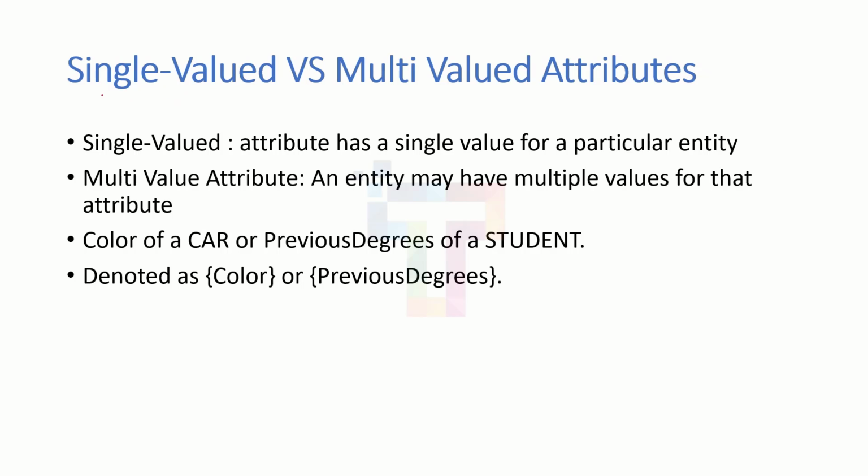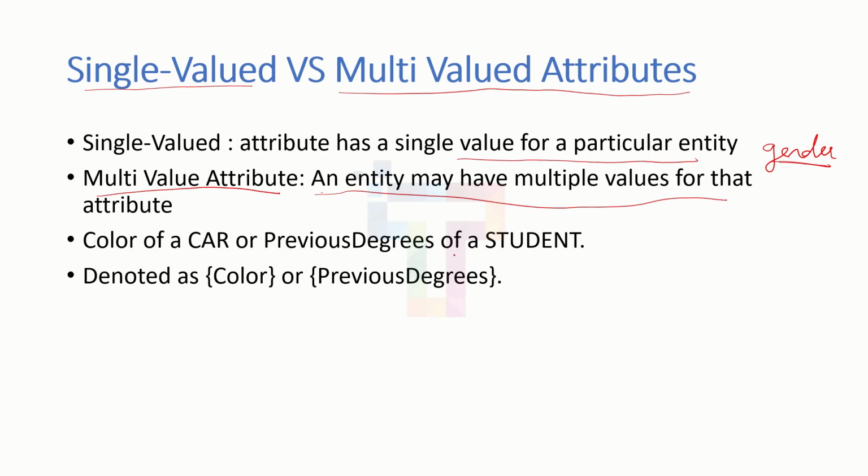Next we have single valued versus multi-valued attributes. Single valued is the same as simple or atomic. An attribute that has a single value is called single valued. You can take gender as the example. Gender has a single value, right? Next we have multi-valued attributes. What is multi-valued? An attribute which has multiple values.